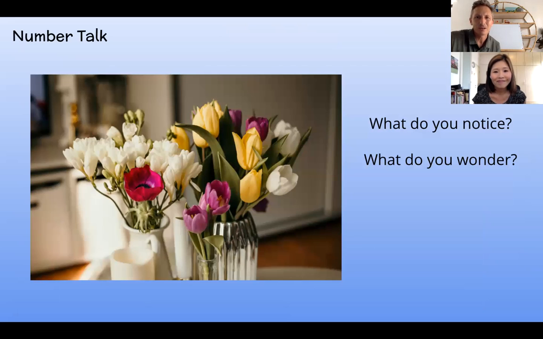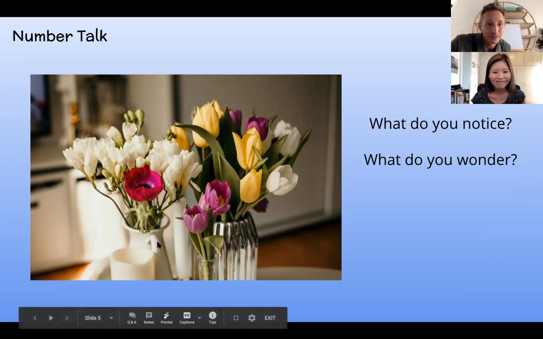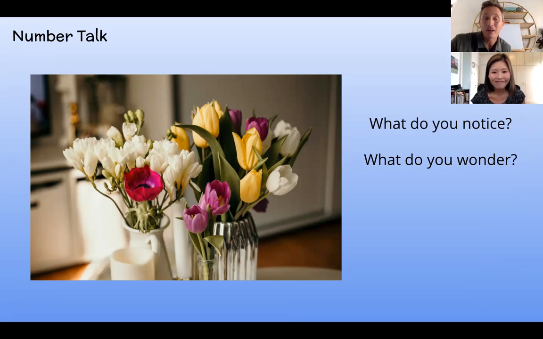Here we have a little number talk. So, Miss Yuka, what do we notice? What do you wonder? Well, I noticed that there are many flowers in a vase. I noticed that also. I see three different vases here, actually. And it seems like they have a different amount of flowers in each one. Maybe the silver vase has larger flowers, and the white vase has more flowers, and the small little vase has 2 flowers. I wonder what kind of flowers they are. I wonder how many altogether.